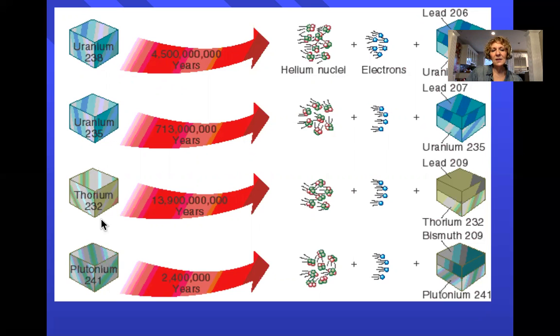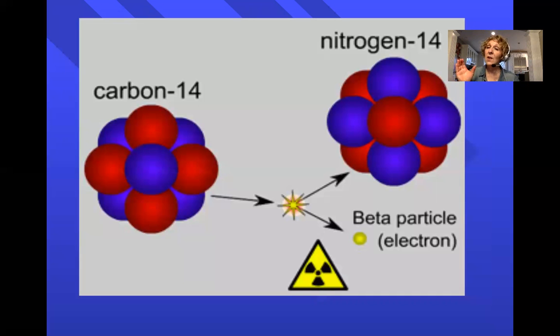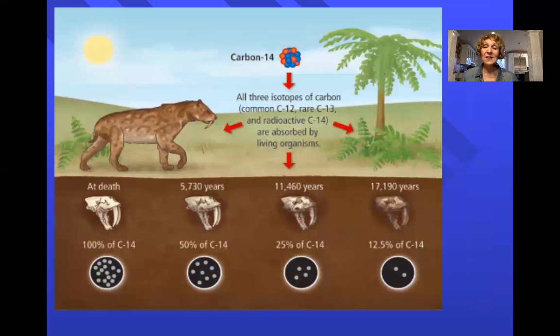You can see that some of these other big radioactive atoms have very long half-lives, but some have shorter half-lives. One we use a lot to date things is a radioactive isotope of carbon called carbon-14. Carbon-14 goes through beta decay into the stable nitrogen-14, and we can use that to date any living thing that has carbon in it.